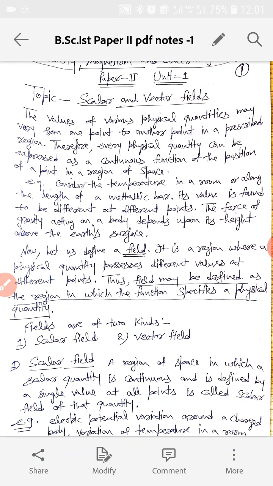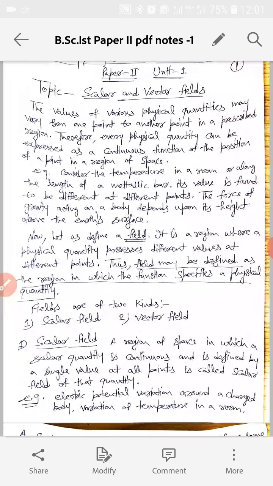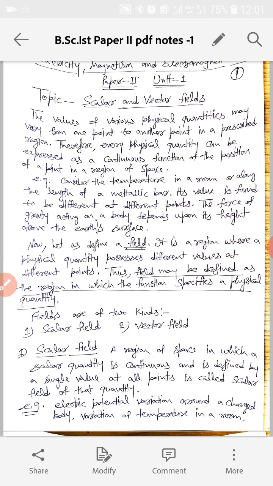Now if we want to define a field, only a field, so what is a field? A field is a region where a physical quantity possesses different values at different points. Thus the field may be defined as the region in which functions specify a physical quantity. And depending on the quantity we are defining, is it a scalar or a vector, the fields can be of two types: scalar field or vector field.